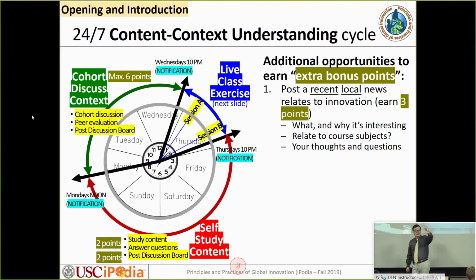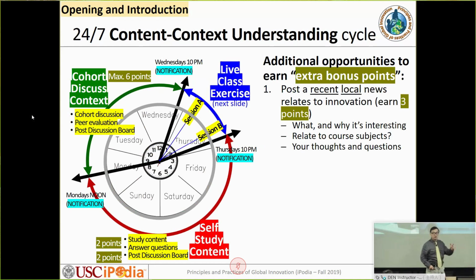So if you click that, you will see different weeks. Now, we are in week number 5. So you will click week number 5, and you will have the opportunity to post those news. And we'd like you to briefly comment on why this is relevant, what's the specific subject relevant to our course.